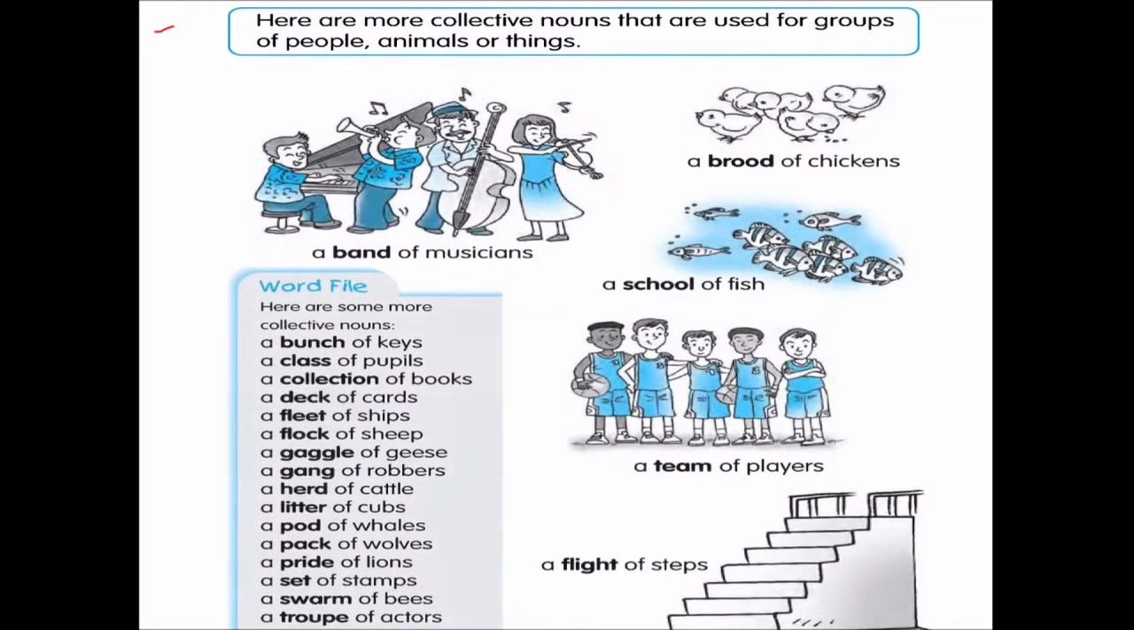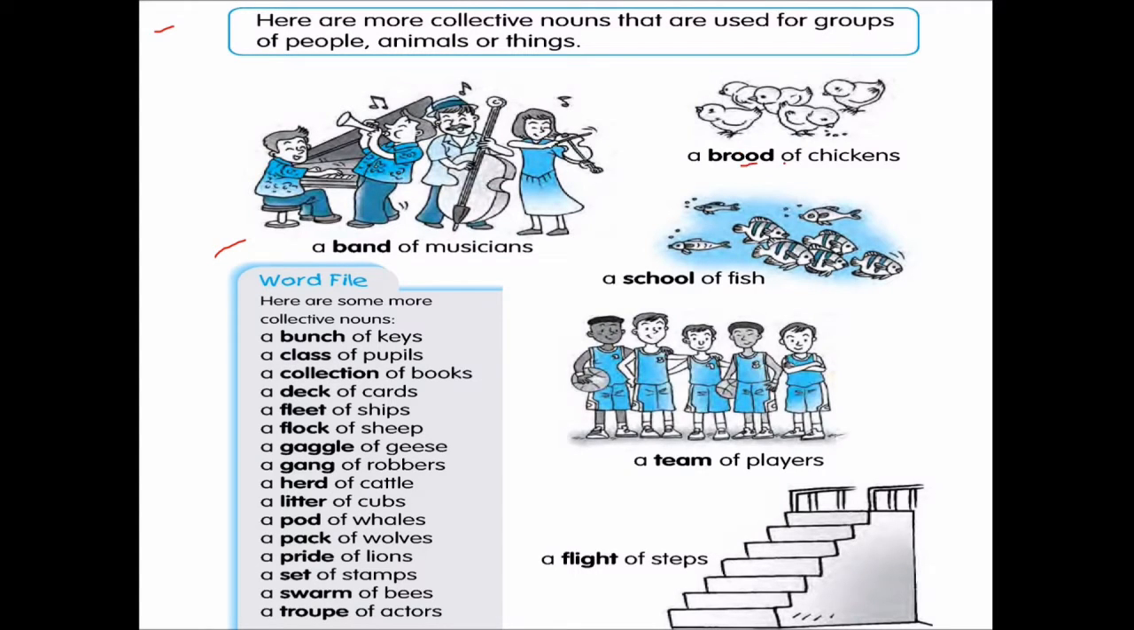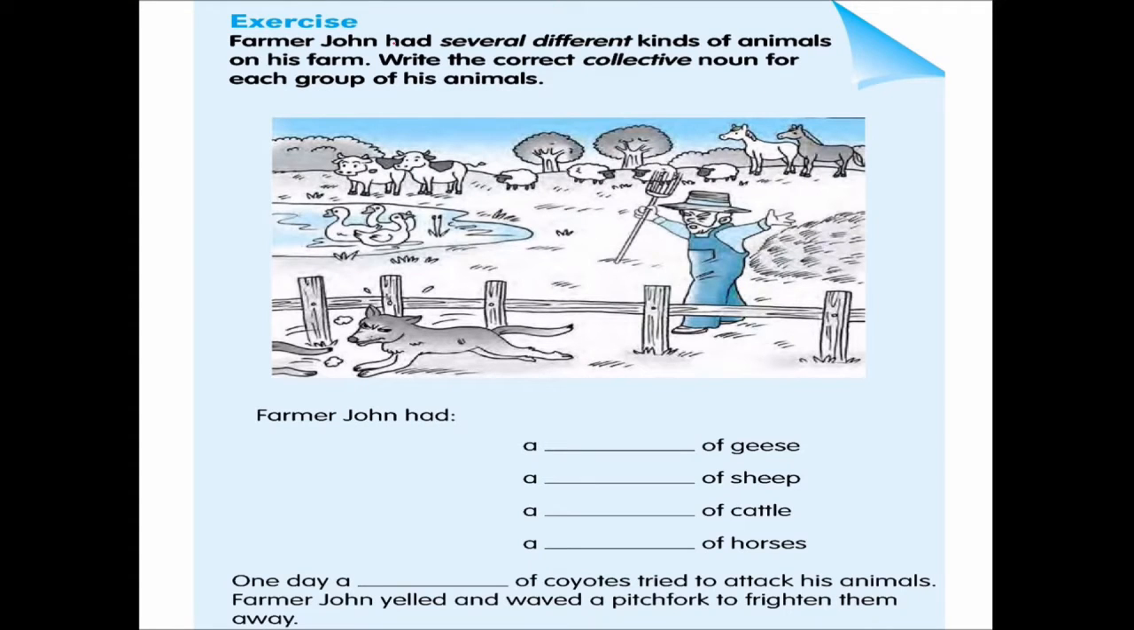Here are many collective nouns that are used for groups of people, animals or things, like a band of musicians, a brood of chickens, a school of fish, a team of players, a flight of steps. Also we have a bunch of keys, a class of pupils, a collection of books, a deck of cards, a fleet of ships, a flock of sheep, a gaggle of geese, a gang of robbers, a herd of cattle, a litter of cubs. A pod of whales, a pack of wolves, a pride of lions, a set of stamps, a swarm of bees, a troop of actors.